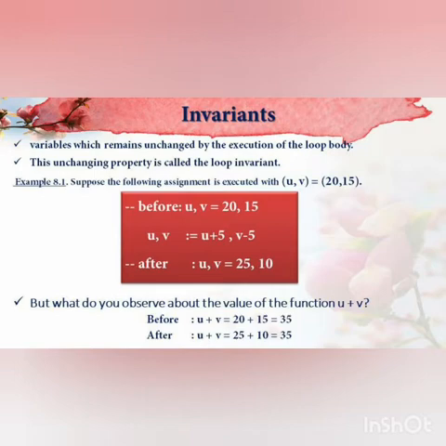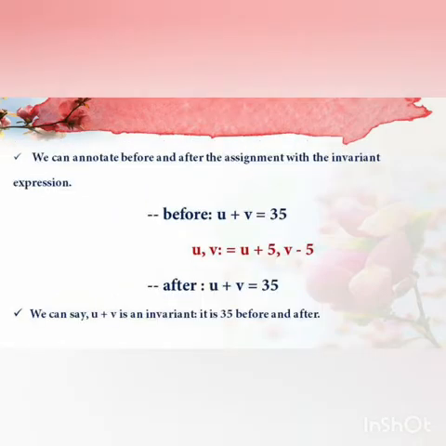u plus v. The property u plus v is not changed. So, u plus v is an invariant of the assignment. Then, we can annotate before and after the assignment with the invariant expression. So, before the assignment, u plus v is equal to 35. Then, during the assignment, we will change the value of u and v. So, u, v := u plus 5, v minus 5.